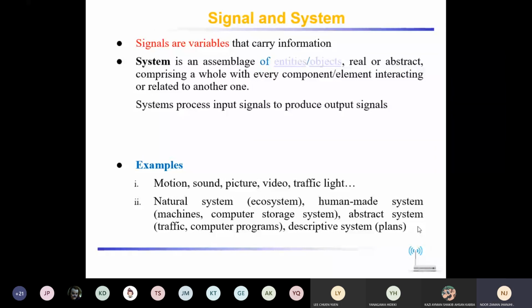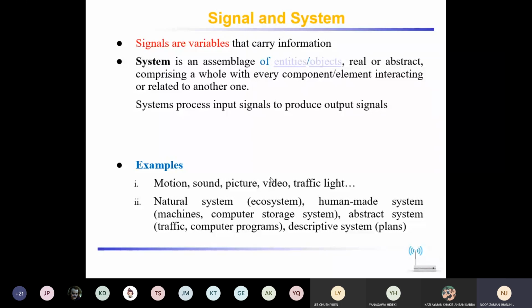System is what? If we just go to the predefined definitions, we can say the system is an assemblage of entities and objects. The system is something which is actually a group of different entities and objects, real or abstract, comprising a whole with components and elements interacting or related to one another. If we go to this bookish language, then we get confused.